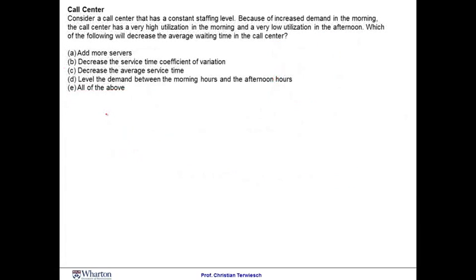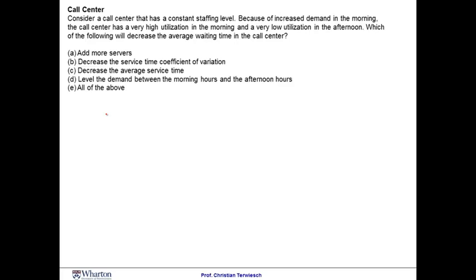All right, the last question is about a call center. The call center right now has a constant staffing level all over the day, and there is some seasonality in the demand. In particular, there is lots of demand in the morning hours and very little demand in the afternoon hours. So utilization in the call center is high in the morning and low in the afternoon. Now, which of the following actions will decrease the average waiting time in the call center? Take some time for yourself, and then I share my thoughts with you.